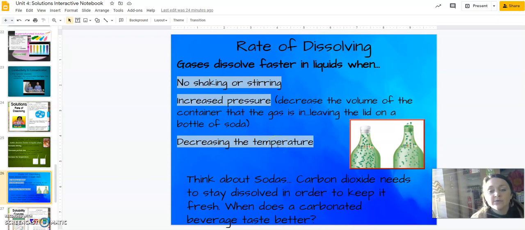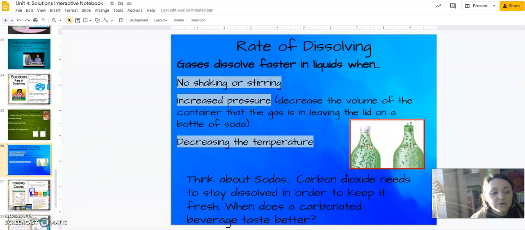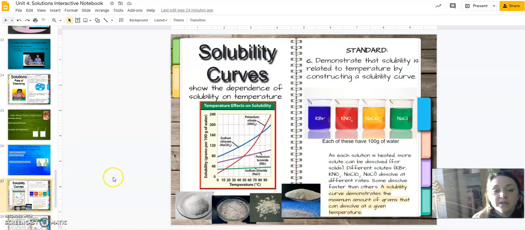So gases and liquids, think about what you want to do with a Coke to keep it in great condition. You want to not shake it, you want to keep it cold, and you want to keep the pressure high. Carbon dioxide needs to stay dissolved in order to keep it fresh. When does a carbonated beverage taste better? When it's cold, when it's got the cap on and not taken off, and when it hasn't been shaken or stirred. So now let's talk about solubility curves.